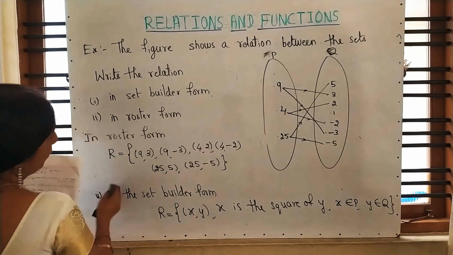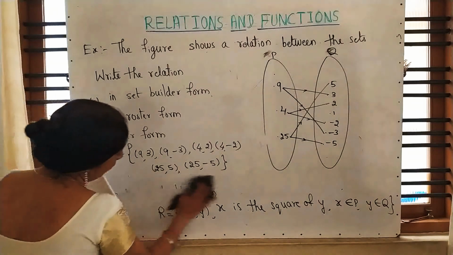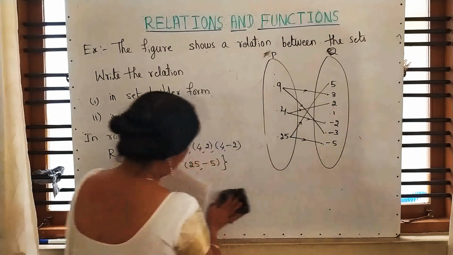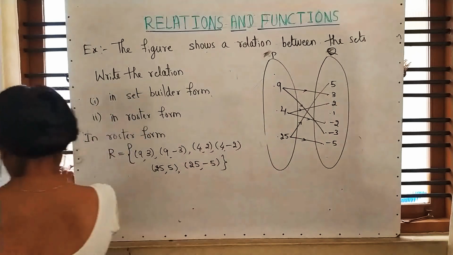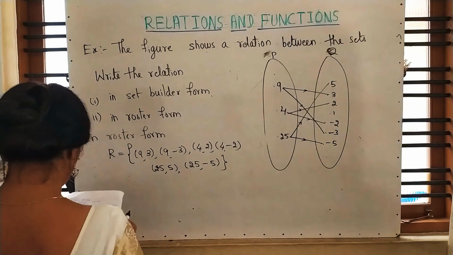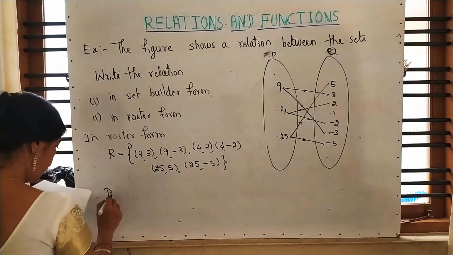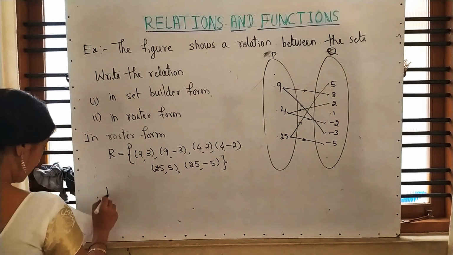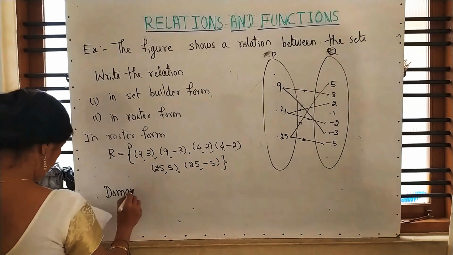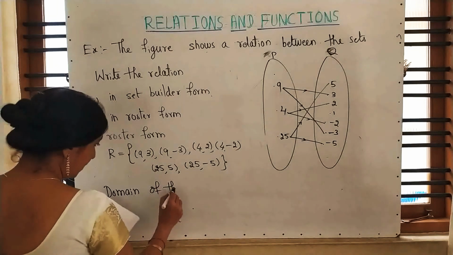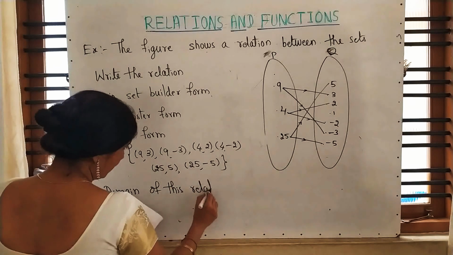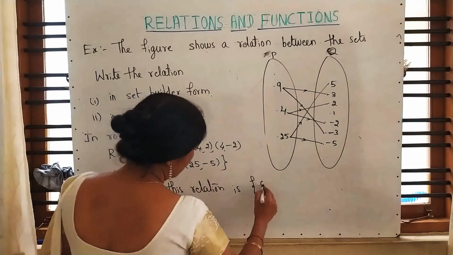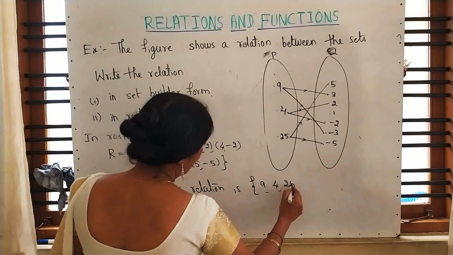And from this relation, if you write all the first elements, that is called the domain. All the second elements, if they are repeated, write them once. All the second elements are called the range. Then tell me what is the domain and what is the range. Domain of this relation is all the elements in the first set: 9, 4, 25.